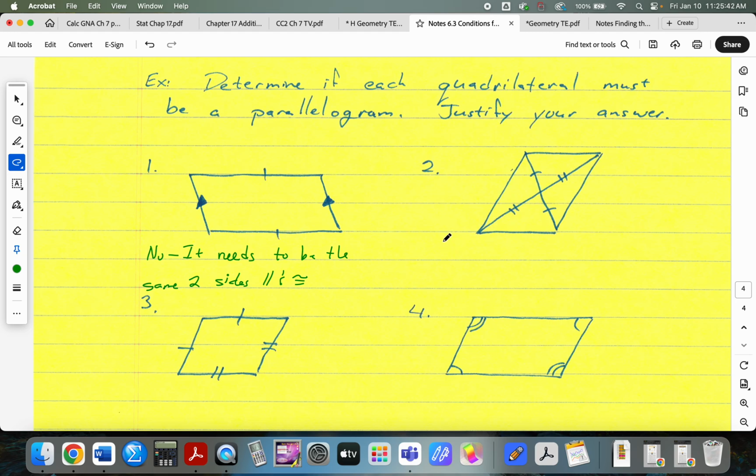All right, what about number 2? Yes, because? Because the diagonals bisect each other. Right. If the diagonals bisect each other, it's got to be a parallelogram.